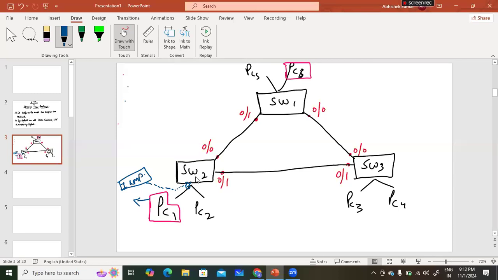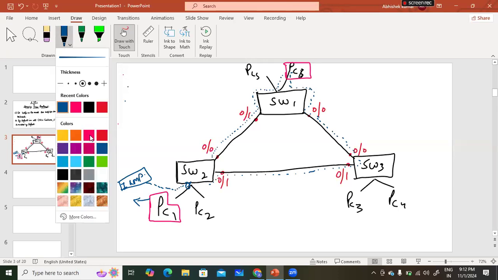Now it has two ways to send this message. One, we can send it directly to switch 1, where PC6 can receive it. The other one is to send via switch 3, something like that. Is it fine? Tell me, everyone, is it fine till here?